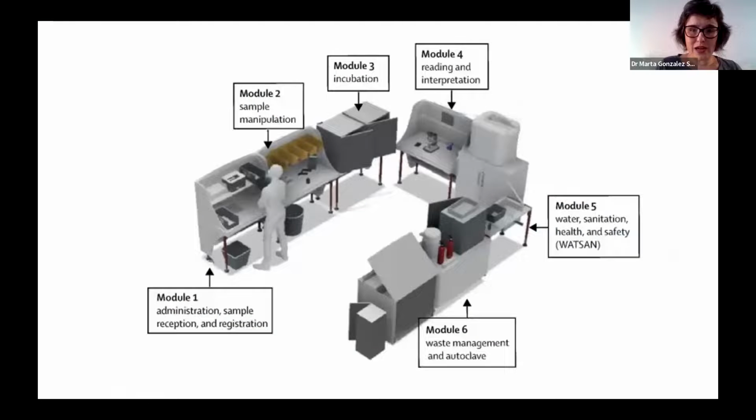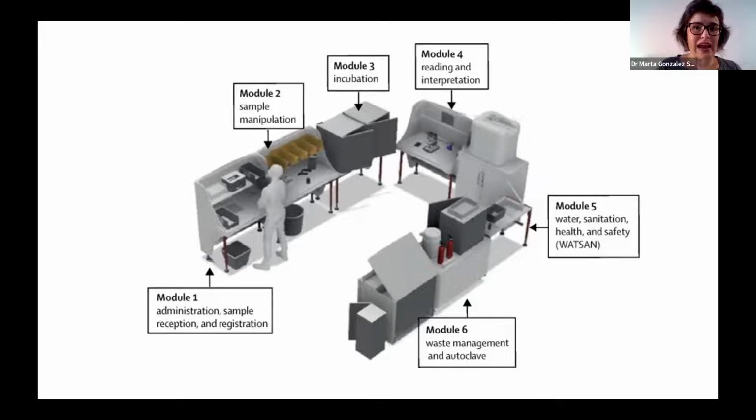If we go closer into it, you'll see the modules. So the first one is a regular reception. So you'll just get the samples, register them as we normally do. Then in module 2, you manipulate the samples. That is whether you have to just prepare them for incubation or anything like that. And then module 3 is just a simple incubator.